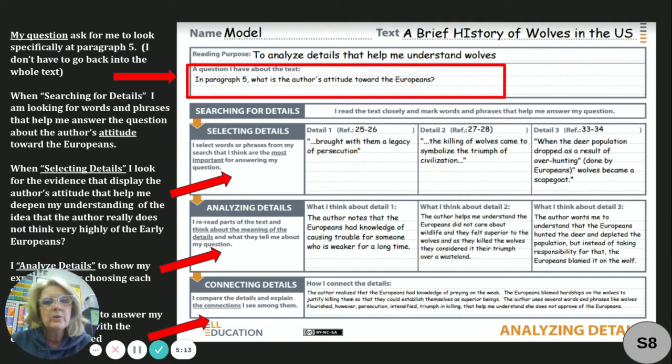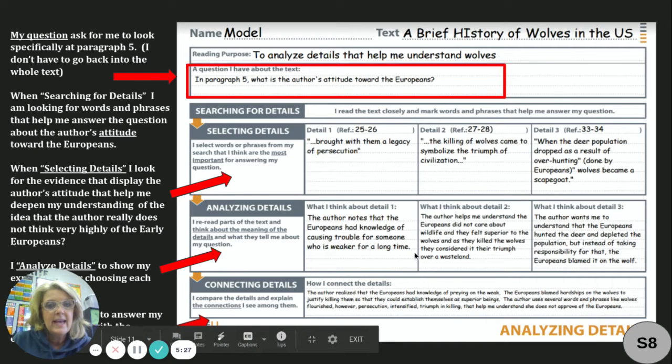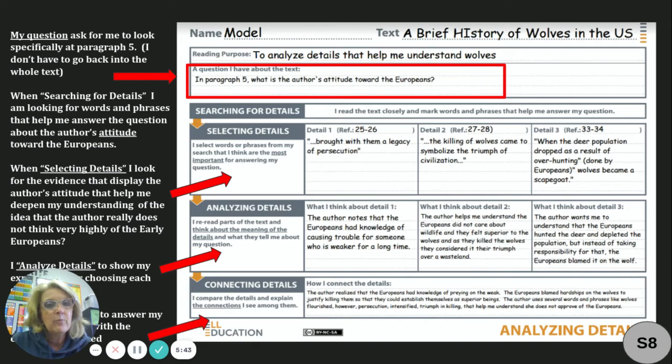Now, we're going to take that text-dependent question: in paragraph 5, what's the author's attitude toward the Europeans? And what I did was I just went back to paragraph 5 and I pulled out some details that would support what the author's attitude was. So one thing in lines 25 and 26 in this passage, and you're welcome to open up the passage if you want to look back, she brings out that they brought with them a legacy of persecution. The Europeans brought with them a legacy of persecution toward the wolves.